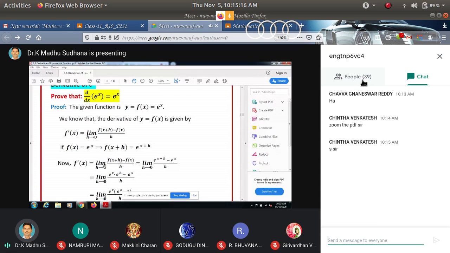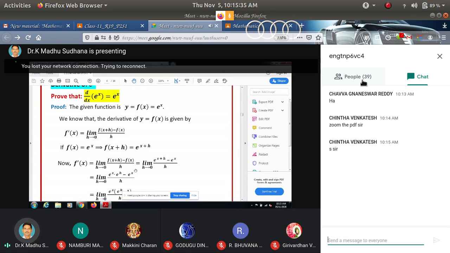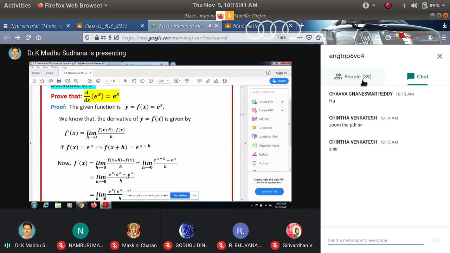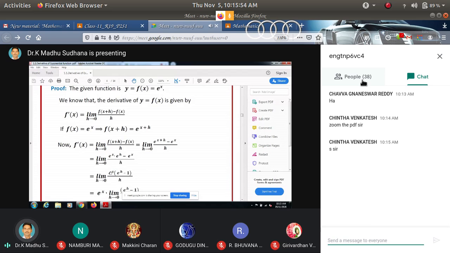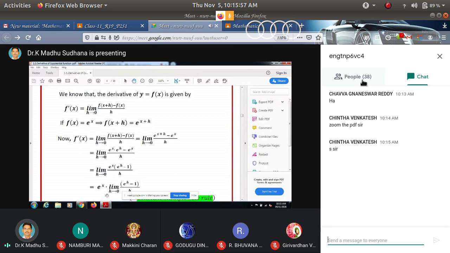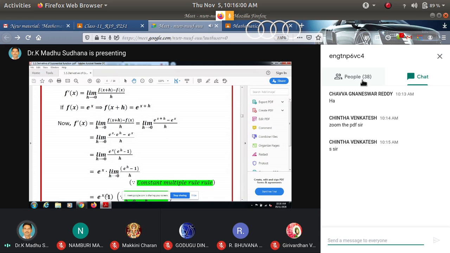Therefore, now we can say f dash of x equals limit h tends to 0 f of x plus h minus f of x by h, which equals limit h tends to 0 e power x plus h minus e power x by h. That is, limit h tends to 0 e power x into e power h minus e power x by h. Why? Because a power m plus n equals a power m into a power n formula. What is common here? E power x is common. By taking e power x common, e power x into e power h minus 1 by h. So, by taking e power x separately, e power x into limit h tends to 0 e power h minus 1 by h.